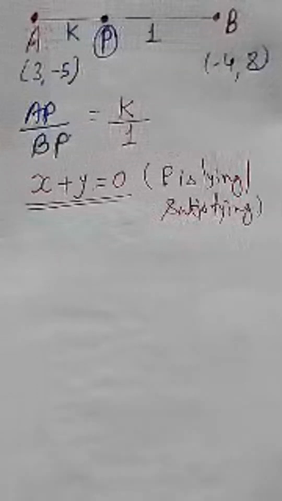Now quickly let us recall the formula. If two points are given to you whose coordinates are (x1, y1) and (x2, y2), and a certain point P is lying on the line and divides it in the ratio m is to n, I'm just recalling this for you, keeping it in a bracket.